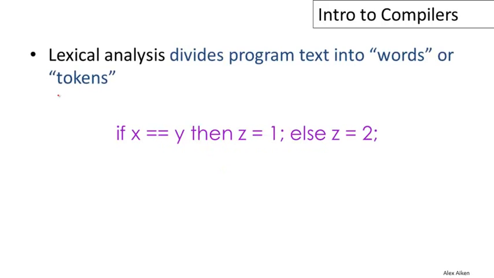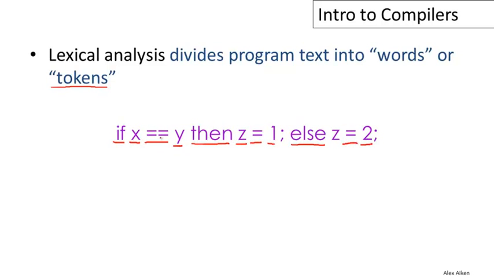The goal of lexical analysis, then, is to divide the program text into its words, or what we call in compiler speak, the tokens. So here's an example piece of program text now instead of a piece of English text. And let's walk through this and identify the tokens. So there are some obvious ones. There are keywords like if, and then, and else that we want to identify. And then there are variable names, things like x and y and z. There's also constants, things like the number 1 and the number 2. And then there are some operators. Double equals is one, and the assignment operator is another.